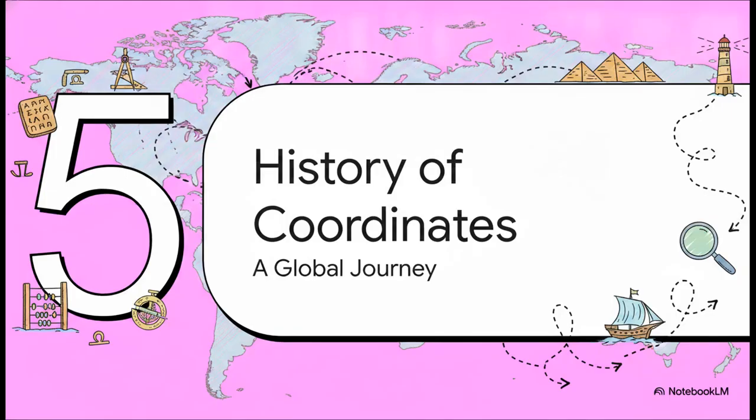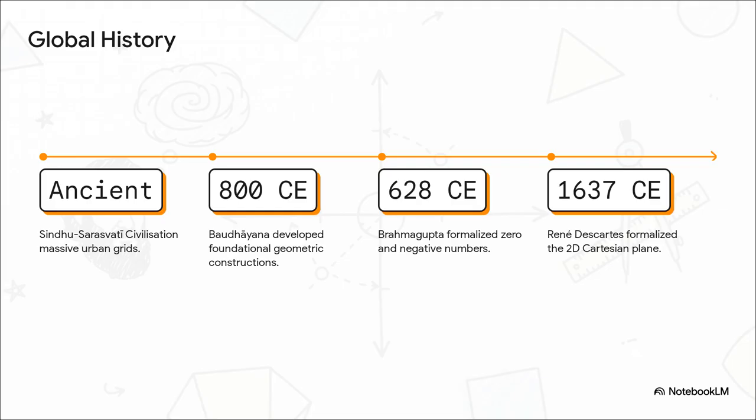History of Coordinate Geometry. Because, spoiler alert, coordinate geometry didn't just appear out of nowhere overnight. It is the breathtaking result of thousands of years of human ingenuity spanning the globe. Tracing this timeline, we can really see the deep roots of grid-based thinking. Thousands of years ago, the Sindhu-Sarasvati civilization was actually constructing entire city streets on massive, precise north-south and east-west grids.